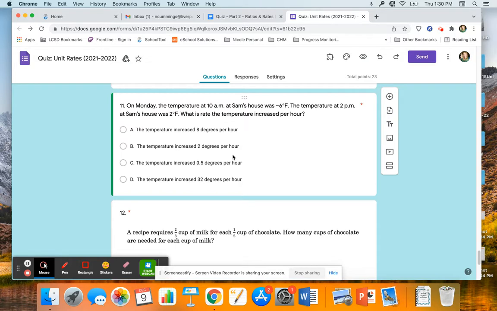Question number 11. On Monday, the temperature at 10 a.m. at Sam's house was -6 degrees Fahrenheit. The temperature at 2 p.m. at Sam's house was 2 degrees. What is the rate the temperature increased per hour?